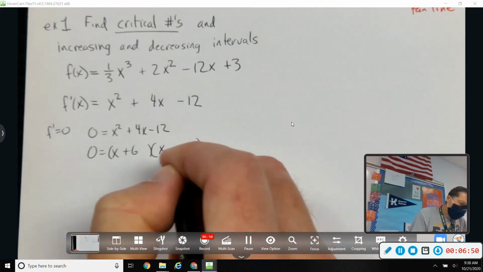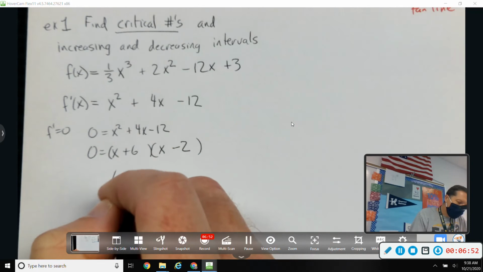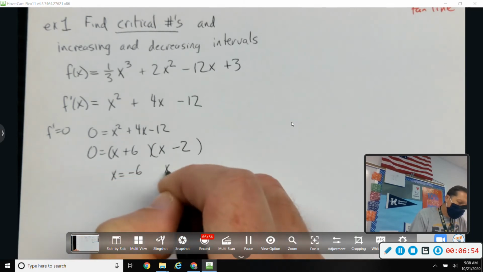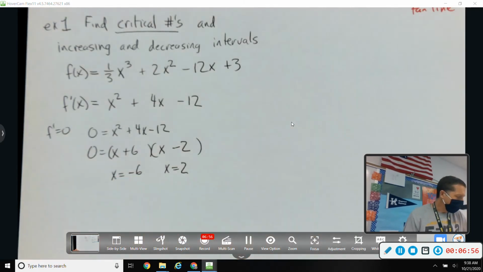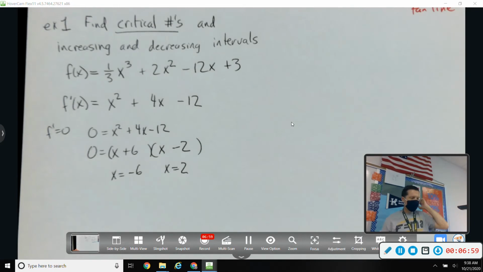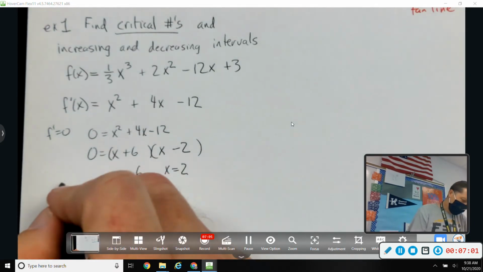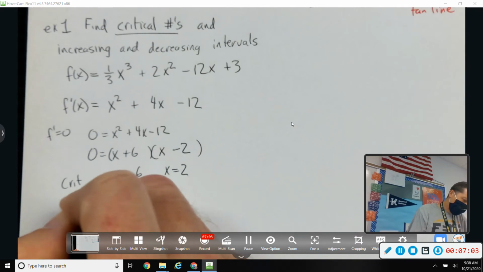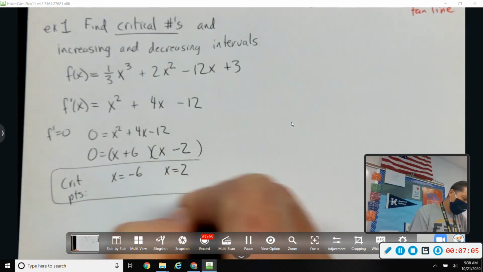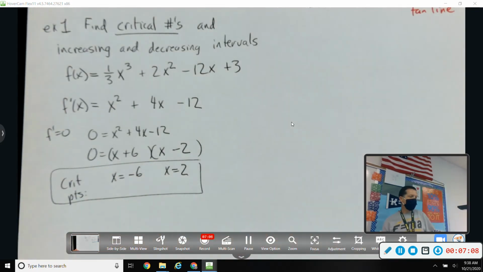So x plus 6 and x minus 2. So x equals -6 and x equals 2. Those are our critical points. So that's part 1 of our answer: x equals -6, x equals 2.